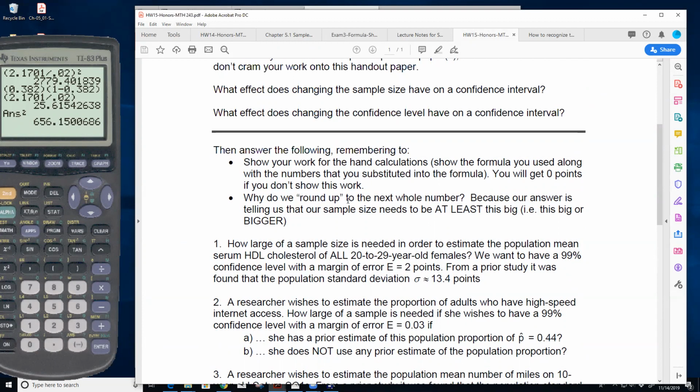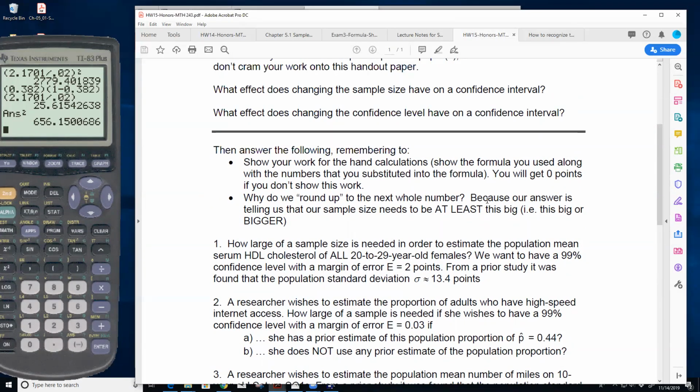You're supposed to round off, aren't you? Why are you rounding up? And you'll just explain to them, because our answer is telling us our sample size needs to be at least this big. And at least means that big or bigger. And that's why it's customary to round up, so we meet or exceed the demands. And what are those demands? How small the margin of error is and how high the confidence level is.